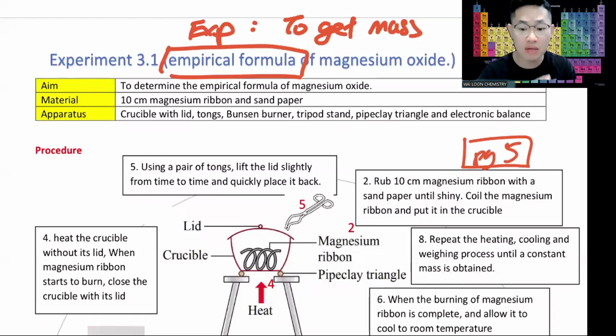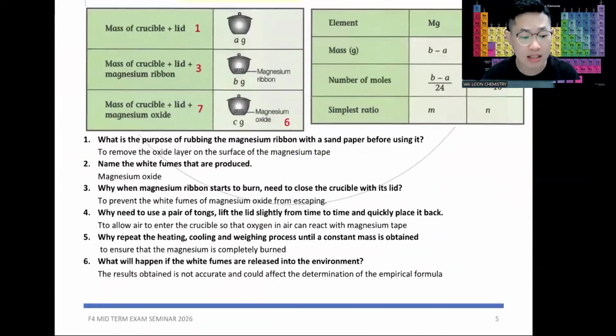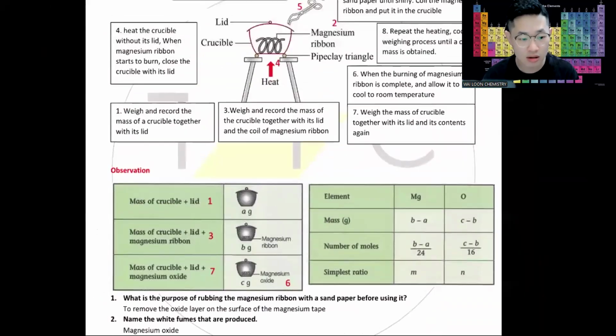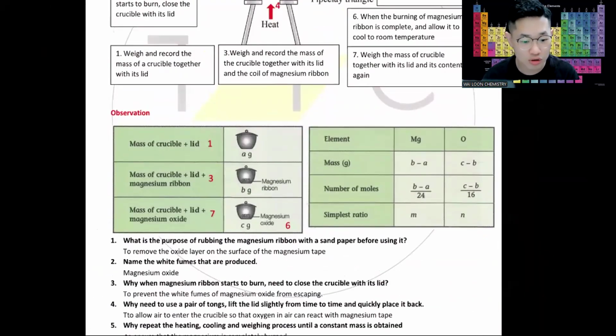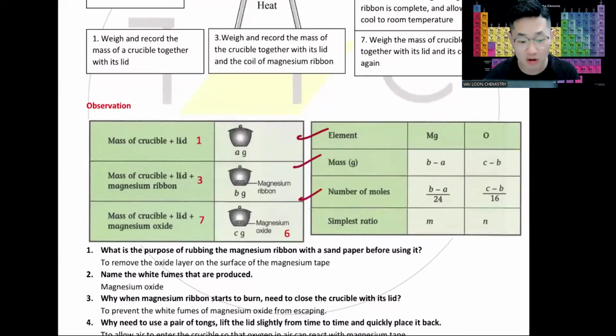If we are determining the empirical formula of magnesium oxide, then we will have to get the mass of magnesium and oxygen in that experiment. So if we change magnesium oxide to the empirical formula of copper(II) oxide, we actually want to find the mass of copper and oxygen so that we can do a calculation like this at the bottom. So we can have different elements, we can have mass, we can calculate number of mole, and the simplest ratio, things like that.